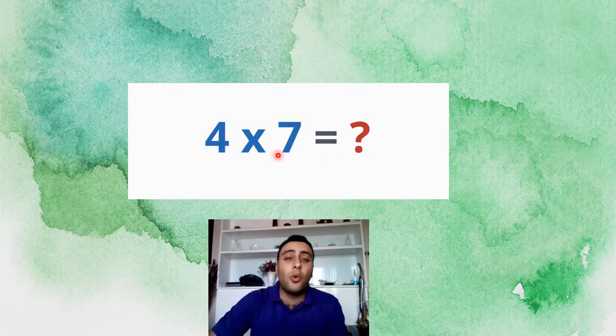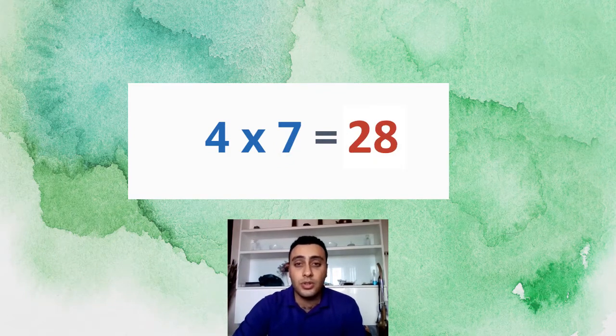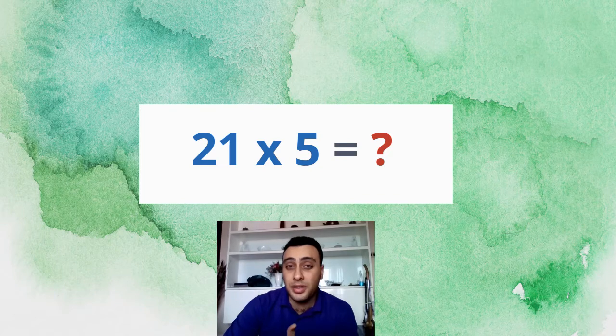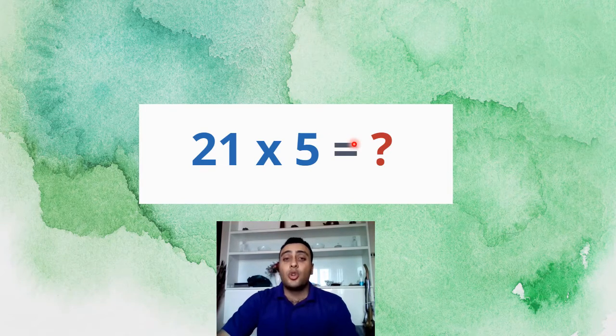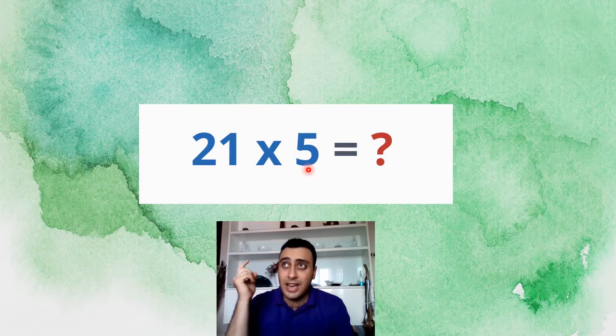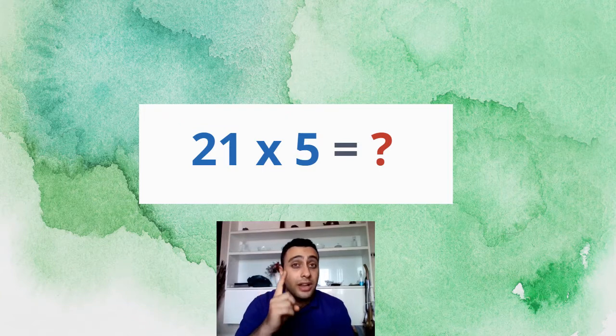Now, what about 4 times 7? 4 groups. Each group has 7. What is the answer? 28. Very good. So you're ready for harder things. Now look at this one. 21 times 5. Uh-oh, I can't know the answer right away, because, look at here, it has 2 digits. 21 times 5. If you can't do it, it's okay. There is a solution.